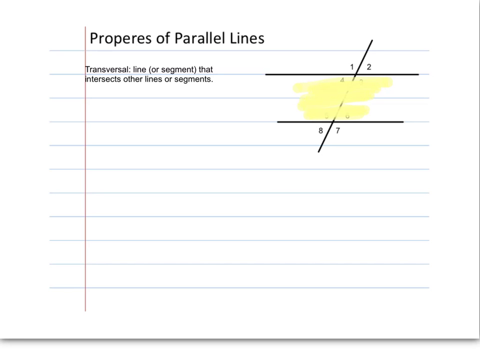So 3, 4, 5, and 6 are called interior angles. Then we have the angles on the outside of the parallel lines, those up there and those down there, 1, 2, 7, and 8, and those are of course called exterior angles.